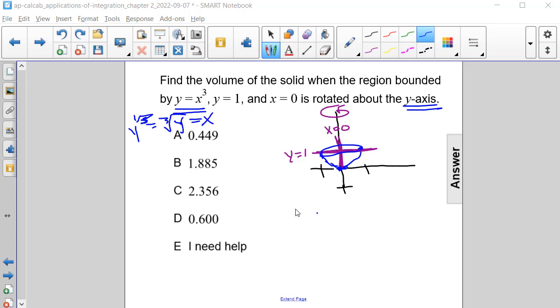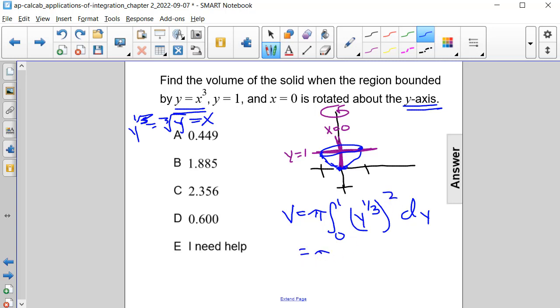And now we can set up our integral to represent the volume of our solid of revolution. So the volume is going to be equal to pi times the integral from y equals 0 to y equals 1 of (y raised to the 1/3 power) quantity squared dy. Then if we square that, we have pi times the integral from 0 to 1 of y raised to the 2/3 power, and we're going to integrate with respect to y.